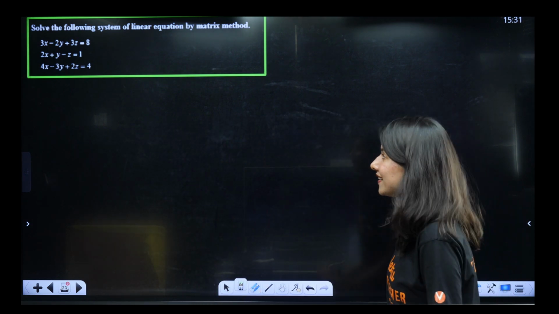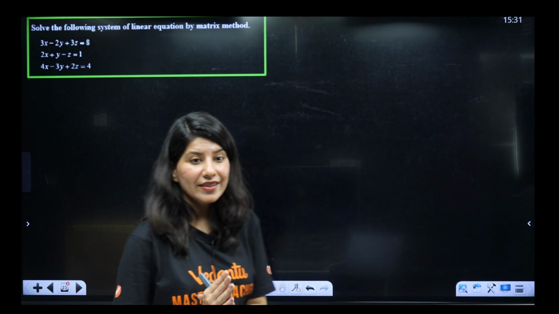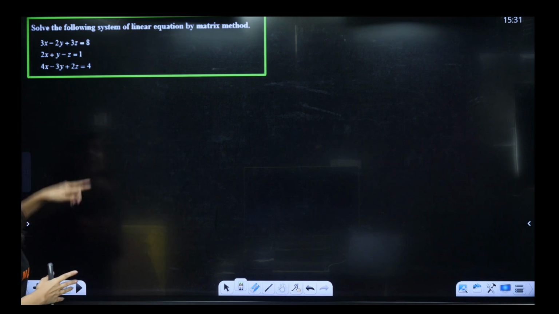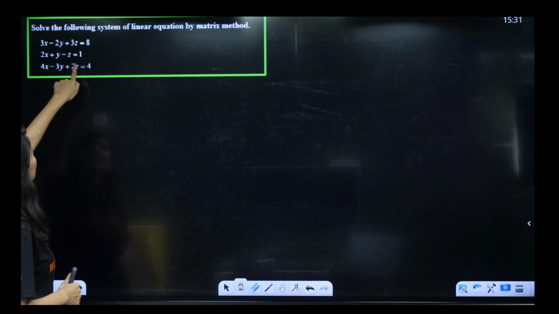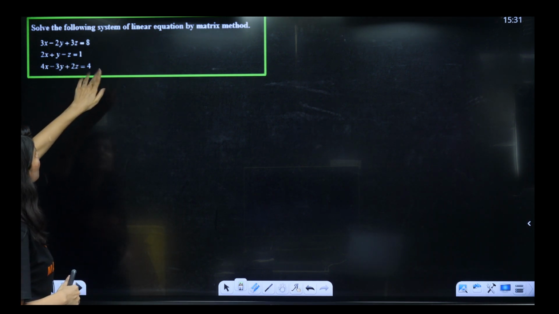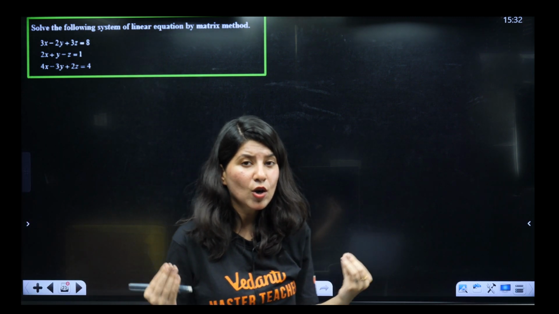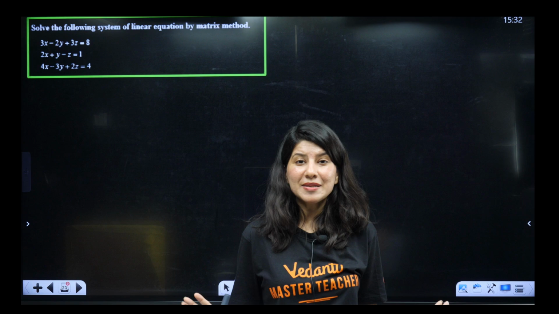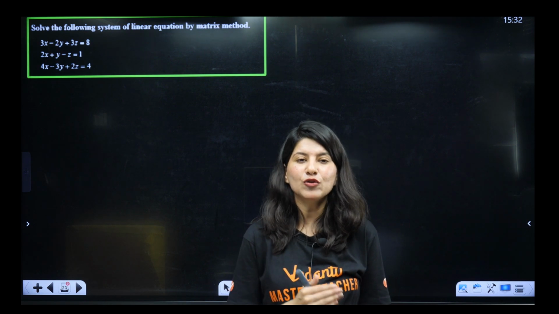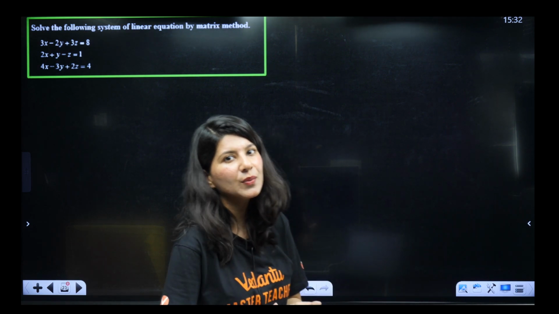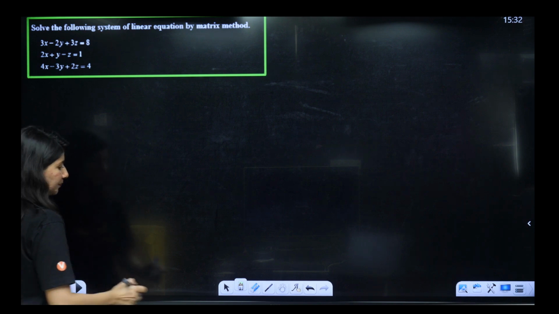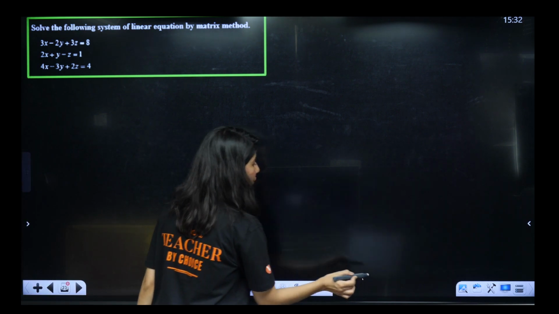Okay. So basically 3 equations are given to you. 3x minus 2y plus 3z equals to 8. 2x plus y minus z equals to 1. 4x minus 3y plus 2z equals to 4. These are the 3 equations. We have to get the value of x, y, z. But not by the normal method. No, you can't do that. You have to apply matrix method only, so that you will get the answers, right? So how do you tackle it?